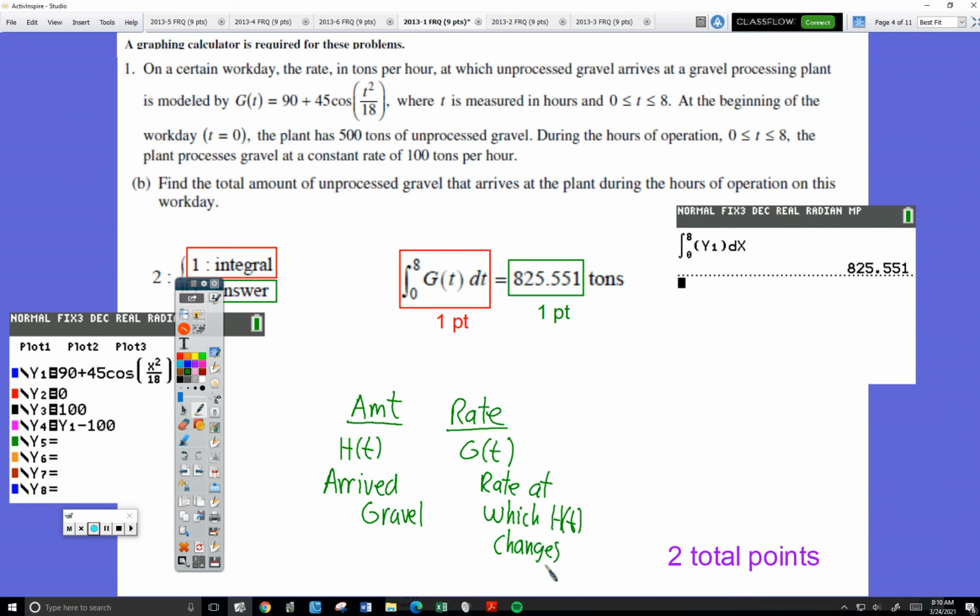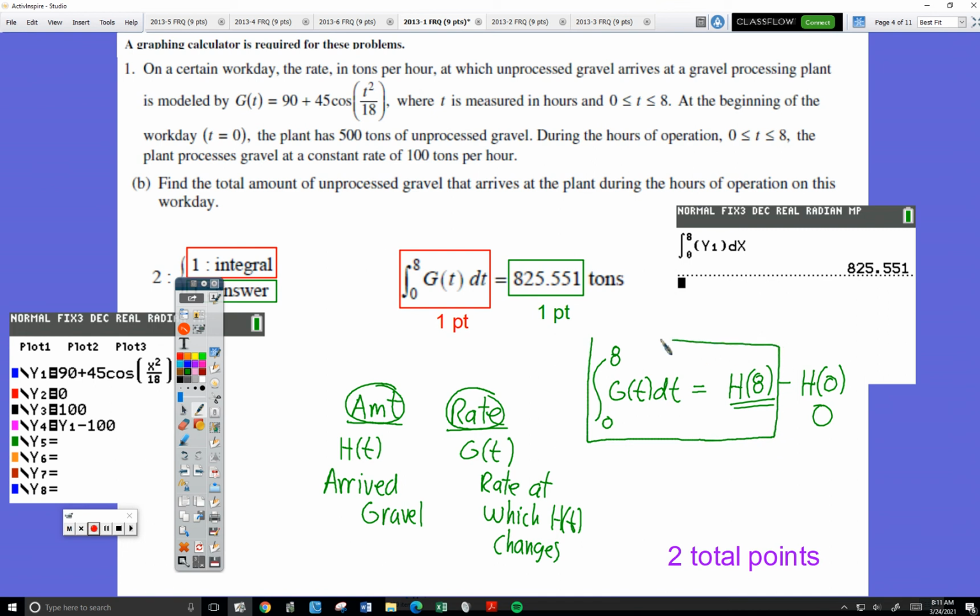So you could think of it as whenever I integrate a rate, I find out how much the amount changes. Well, at time 0, no gravel has yet arrived. So what I'm going to do when I integrate the rate is, it is a fundamental theorem problem. I'm integrating G of T, which is a rate. It's going to tell me the difference between how much gravel has arrived at hour 8 versus how much gravel has arrived at hour 0. But this is 0. No gravel has arrived at time 0 yet. So therefore, when we find this integral, we are finding how much gravel has arrived by hour 8.